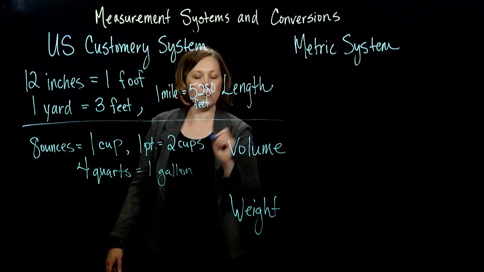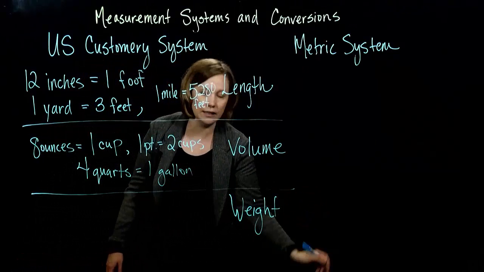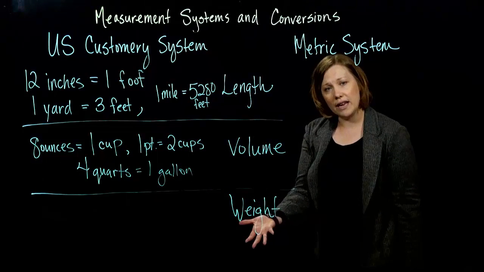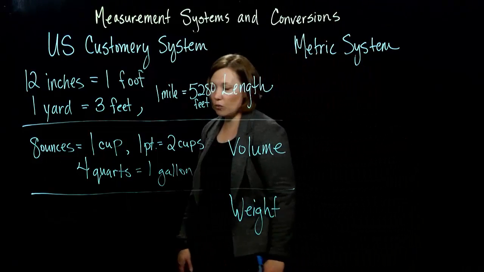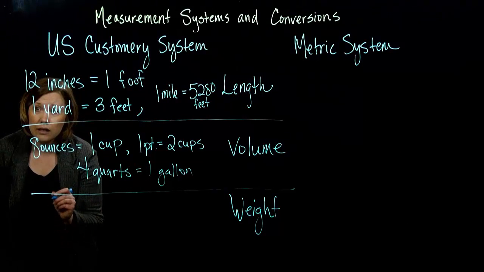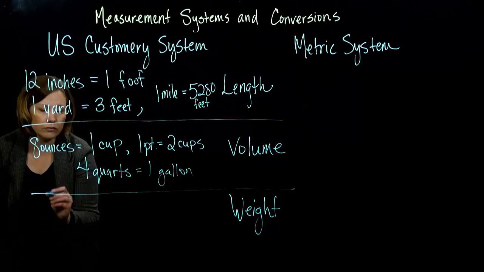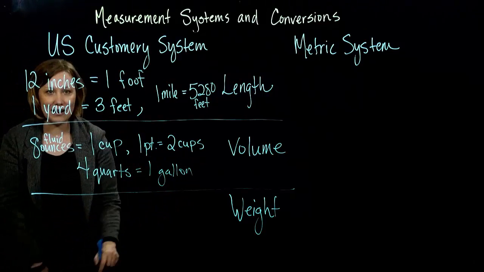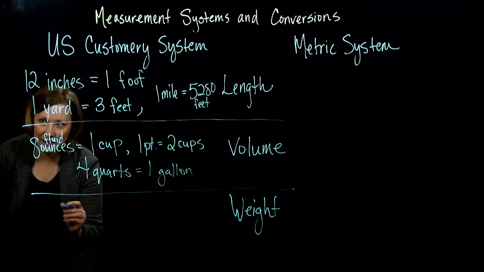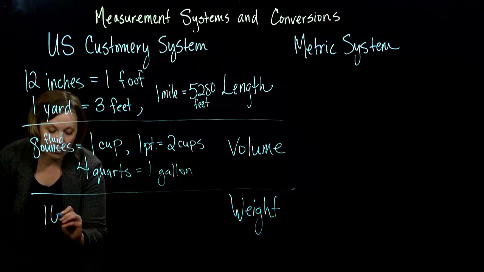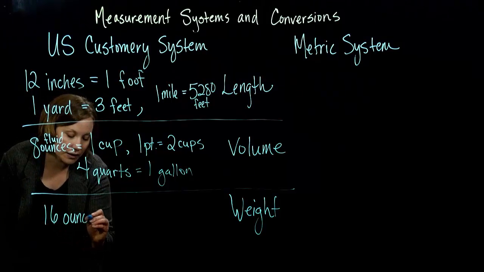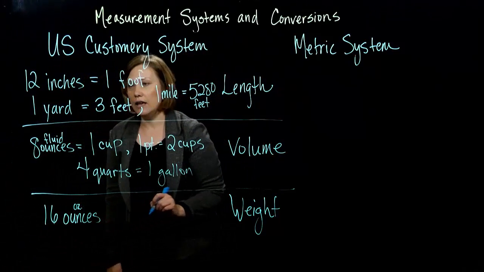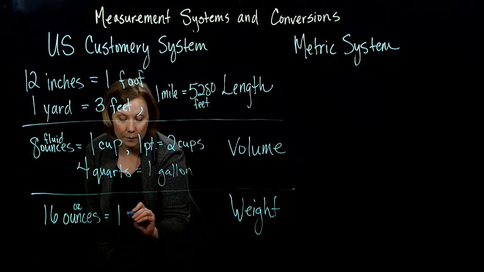Let's kind of divide them up, organize things a little bit here so it's easier to see. The other thing we might want to measure is weight. So in the U.S., we usually measure weight with ounces. The volume, these were fluid ounces. Different than weight ounces, which is kind of confusing, but it is what it is. So for weight, 16 ounces, or sometimes you see it abbreviated OZ, is equal to 1 pound.